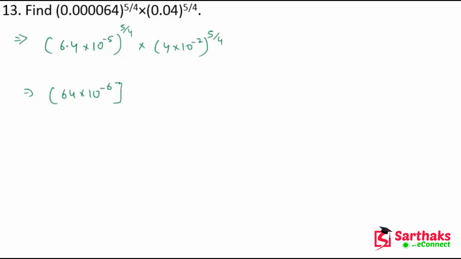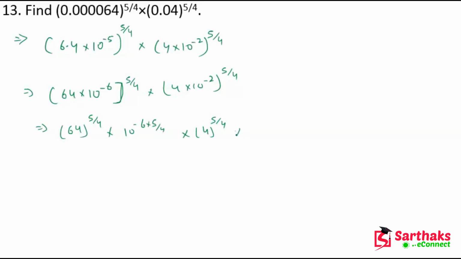And it has raised to power 5 upon 4 into, here is 4 into 10 raised to power minus 2 raised to power 5 upon 4. Now separate the powers. 64 raised to power 5 upon 4 into 10 raised to power minus 6 into 5 upon 4. Got it? Here we can write this as 4 raised to power 5 upon 4 into 10 raised to power minus 2 whole raised to power 5 upon 4.